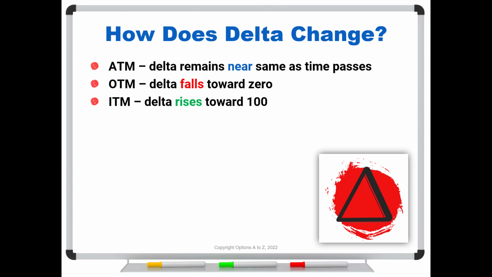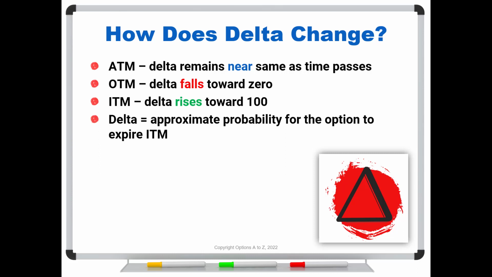So this can sometimes be a difficult concept to understand, but I talked about this one recently, this example with a time clock in any kind of a sports game, and it really goes a long way into understanding charm. And if you just remember that delta is the approximate probability for the option to expire in the money, that will help you to see what's going to happen as time passes and also why.